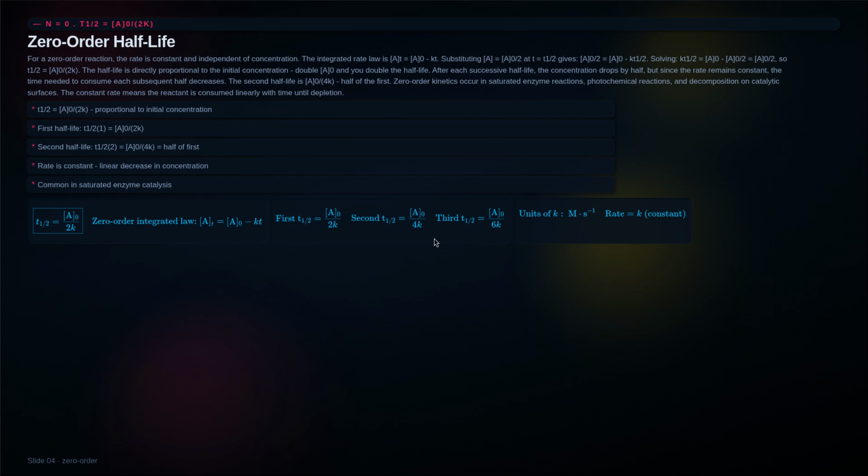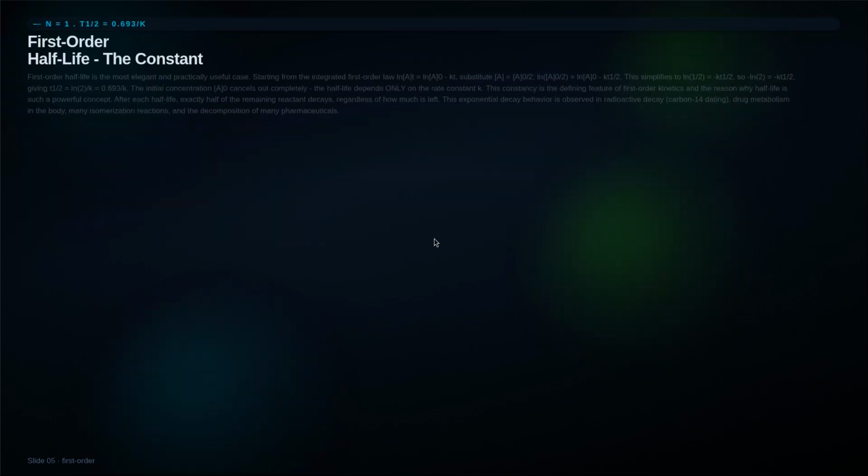After each successive half-life, the concentration drops by half. But since the rate remains constant, the time needed to consume each subsequent half decreases. The second half-life is A0 over 4K, half of the first. Zero-order kinetics occur in saturated enzyme reactions, photochemical reactions, and decomposition on catalytic surfaces. The constant rate means the reactant is consumed linearly with time until depletion.